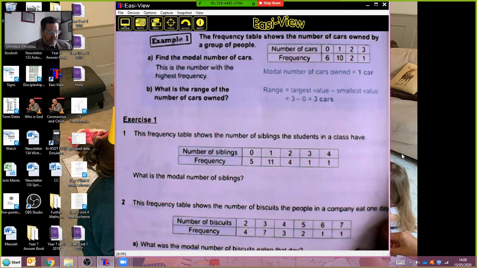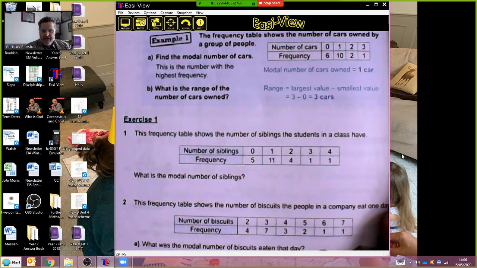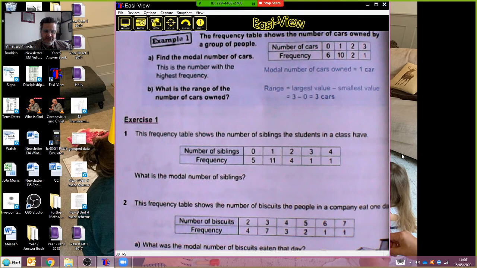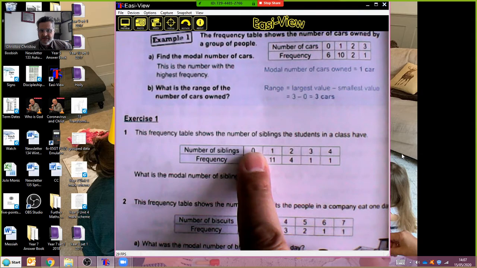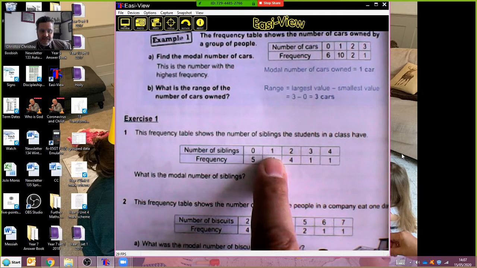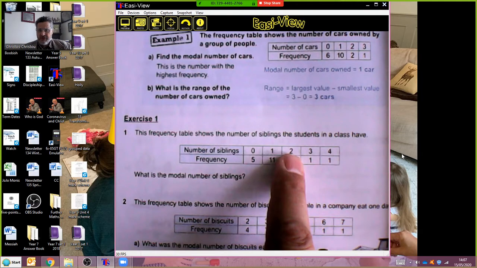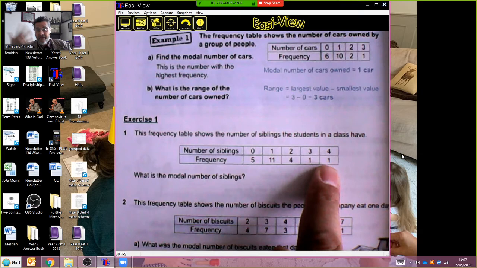All right, so look at question 1 quickly. This frequency table shows the number of siblings the students in a class have. Apparently 5 kids in the class don't have any brothers or sisters. 11 of them have one, a brother or a sister. 4 have 2, etc. One child has got 4 siblings. It says 5 kids in that family.